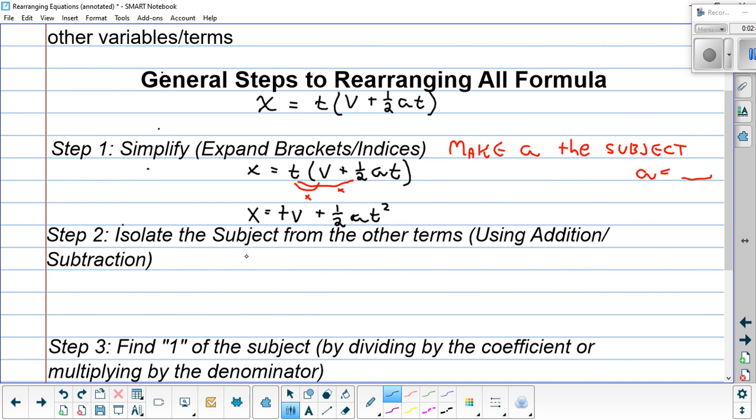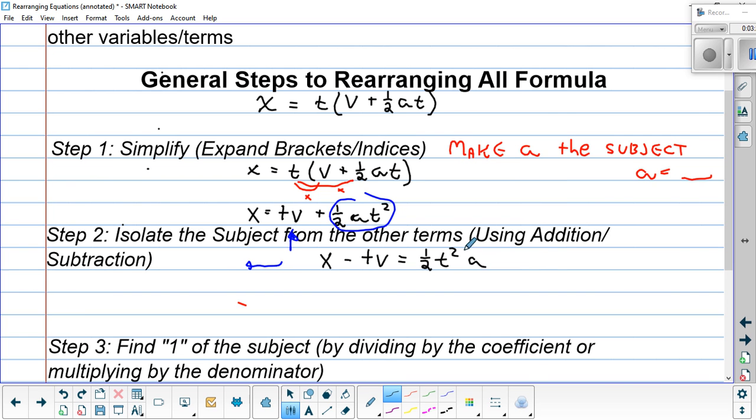Now isolate the subject from the other terms, using addition or subtraction. We know that we want this term left alone, so we're going to look at moving this term to that side. How do we do that? Same thing: we subtract tv from either side. So x minus tv equals 1/2 at squared. And I'm going to take a second to rearrange this because I want to show you a little trick. Let's put our a just on the outside there.